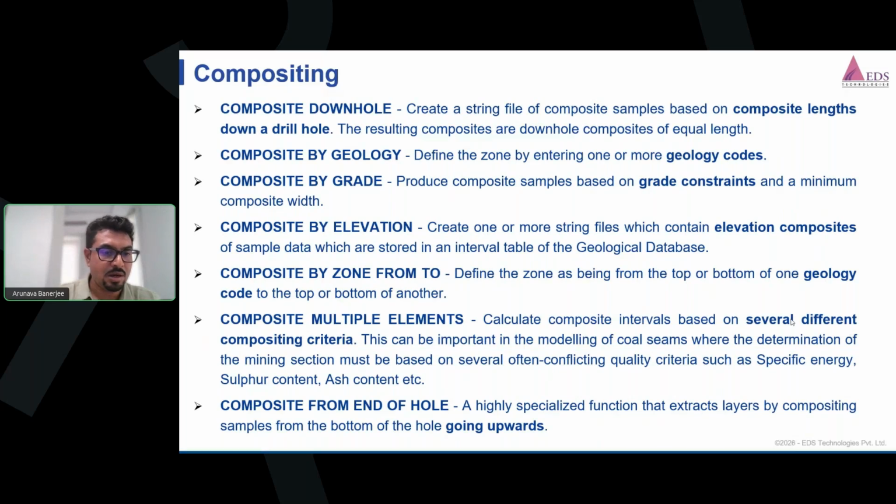The next one is multiple element compositing, where several different compositing criteria can be involved. Suppose in limestone mines, CaO and MgO are both very important to identify the ore zone area. In that case, we can create a composite based on two criteria, suppose CaO and MgO cutoff grade, and then create the composite and start to estimate, to avoid any type of outliers from my samples or dilutions.